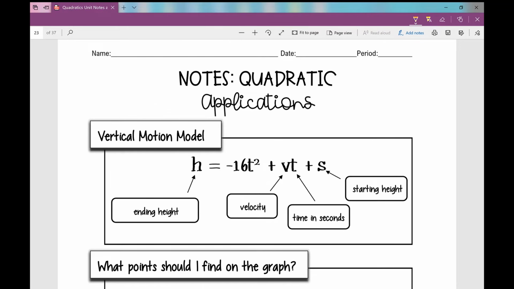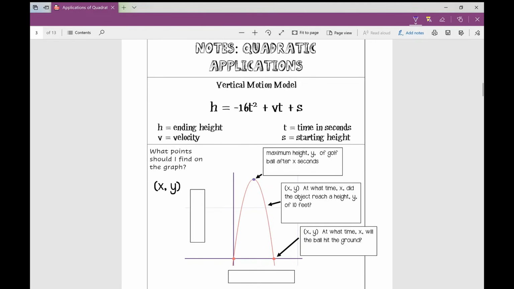Let's talk about applications of quadratics today. Your notes might look slightly different from mine, but all of the content should be exactly the same, so just follow along and fill in your notes. I want to first point out this vertical motion model.